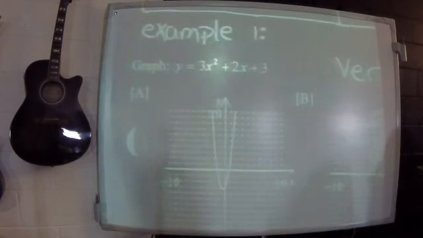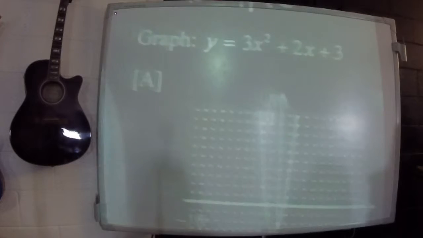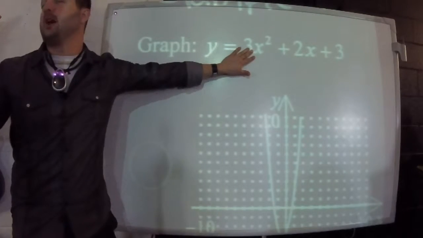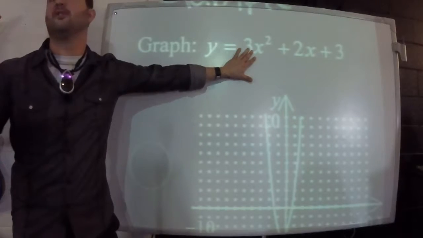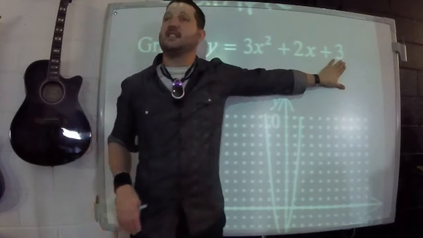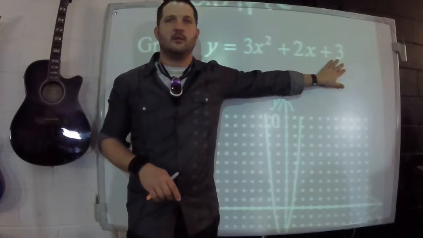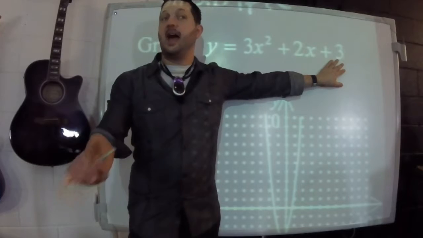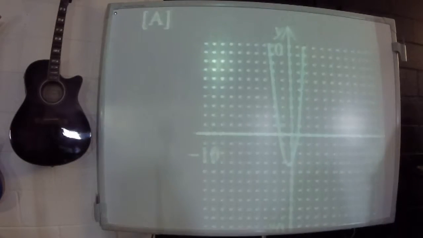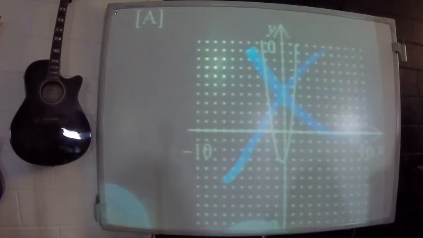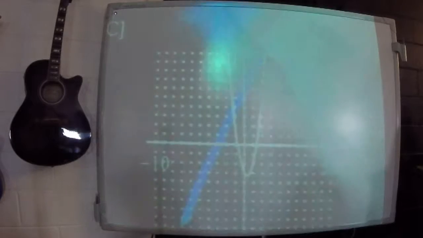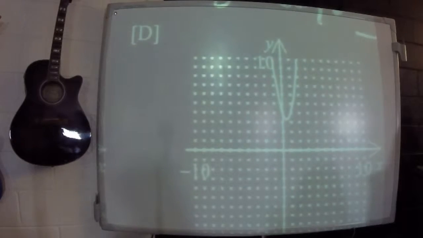So let's look at our first example. Here's a quadratic function. Based on this, we can tell that the parabola is going to open up. But all four of your answer choices open up, so that doesn't help us much. This tells us it crosses the y-axis at 3. Now, don't you have two of those? If you look at your four answer choices, A is out, B is crossing at 3, C is definitely not, but D is.